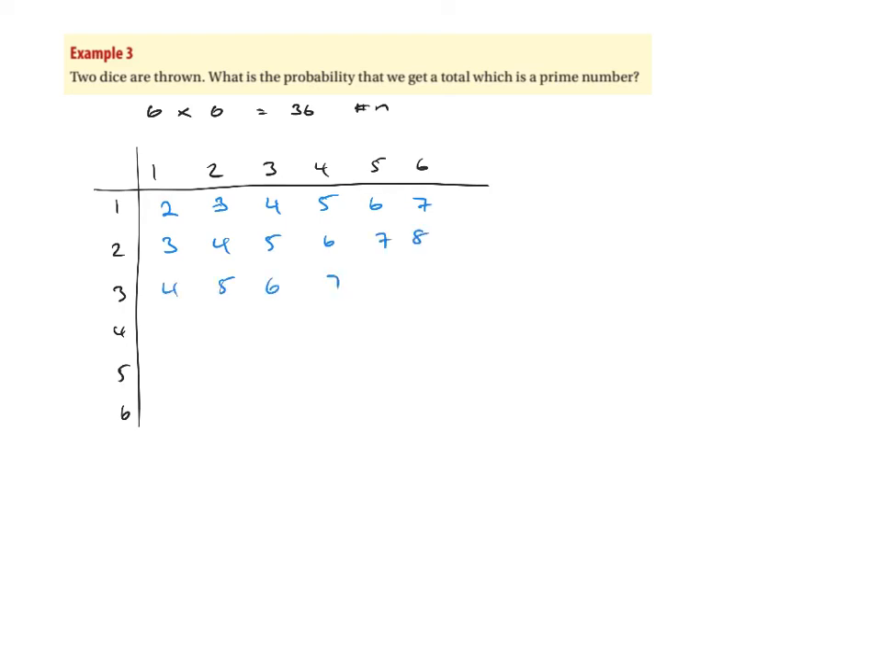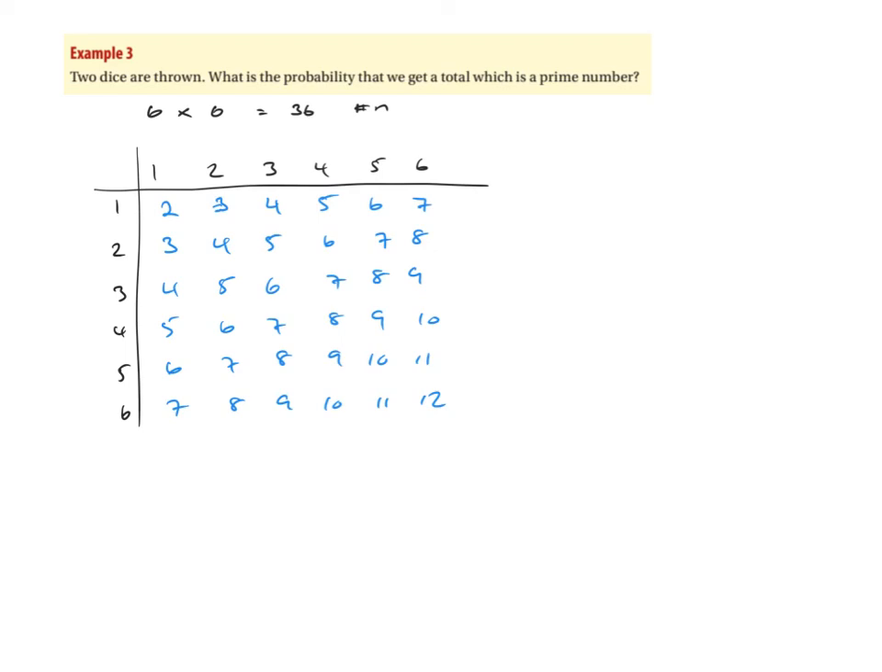5, 6, 7, 8, and 9. If you keep adding them, you've got 5, 6, 7, 8, 9, 10, 6, 7, 8, 9, 10, 11, 7, 8, 9, 10, 11, and 12. So again, if you add them up, you can see if you counted all the blue things that we have here, there'll be 36, which is what we're expecting, because we've got 6 by 6, which will give us 36 different outcomes, or possible outcomes, I should say.